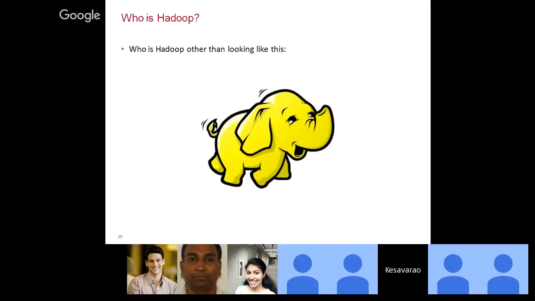All right, so this is some funny thing here. Who's Hadoop, other than looking like this? It looks funny, but some people say it is important to know the background of some of these things, keywords, and why these things came in the first place. Anyone can guess why it is?